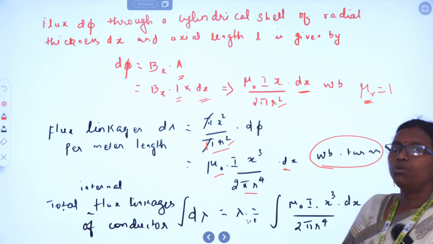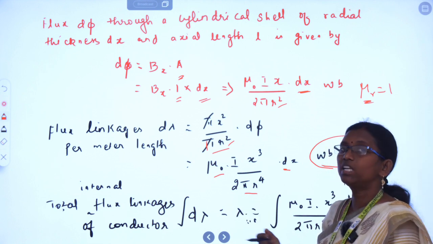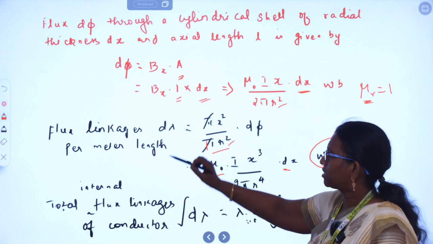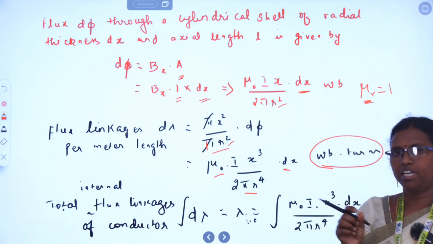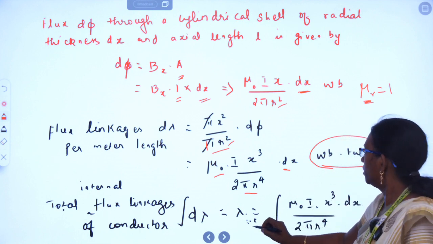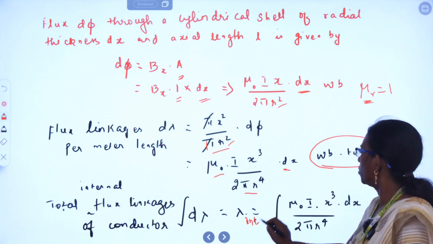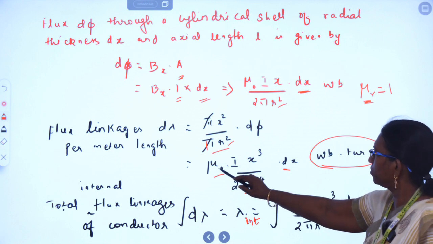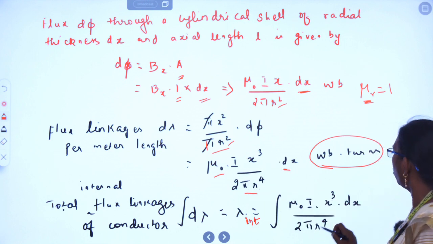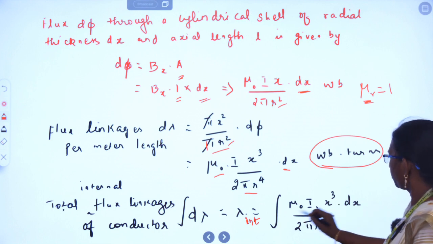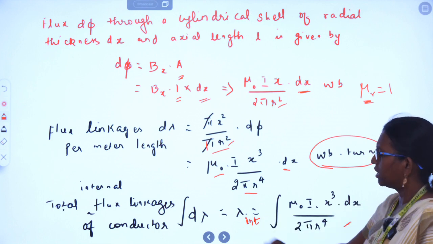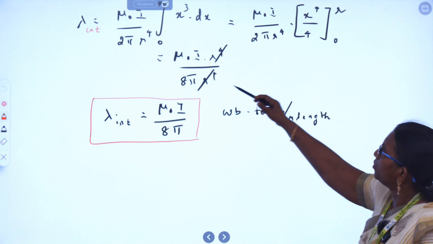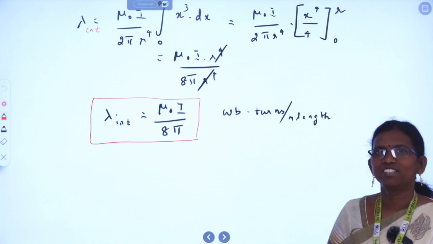So then how to find out the total flux linkages? The total internal flux linkages can be obtained by integrating the flux linkages we obtained for that radial thickness dx. So the internal flux linkage can be obtained by integration. What expression did we get? Mu naught I x cube by 2 pi r power 4, that into dx will give us the internal flux linkages. Integration gives mu naught I divided by 8 pi.